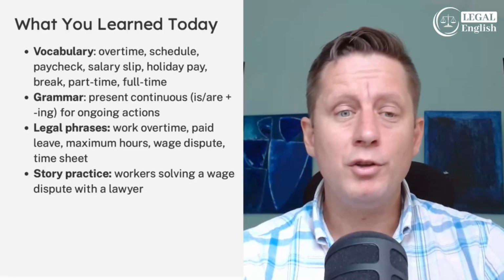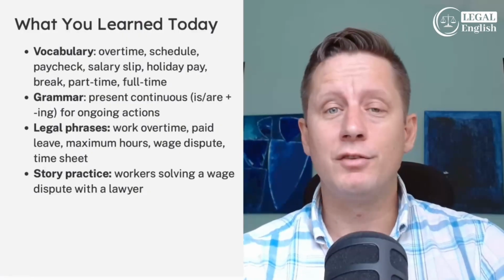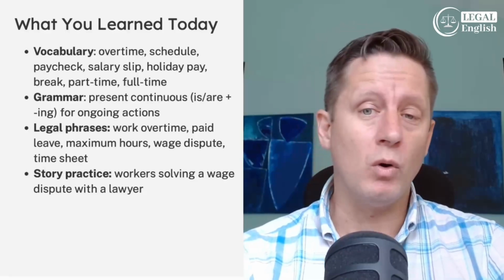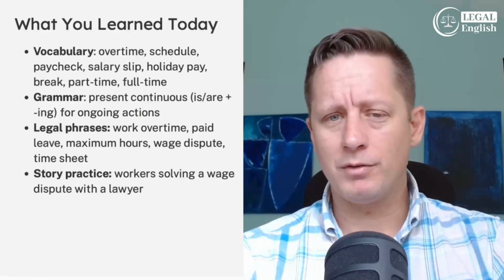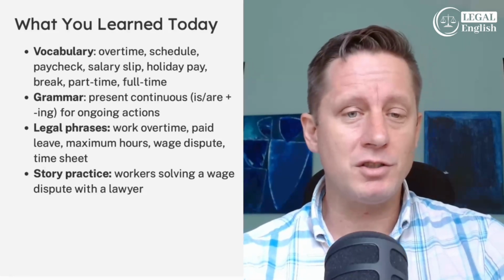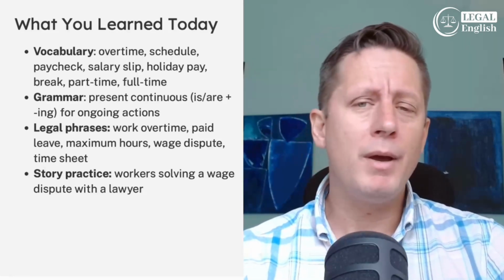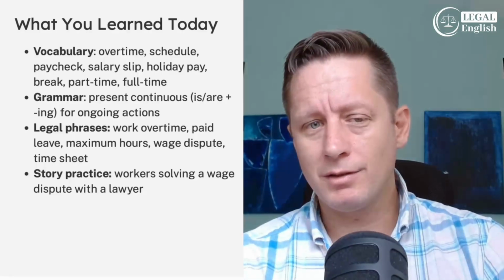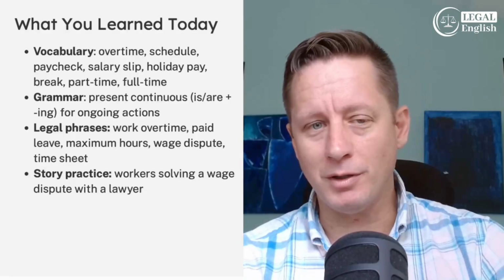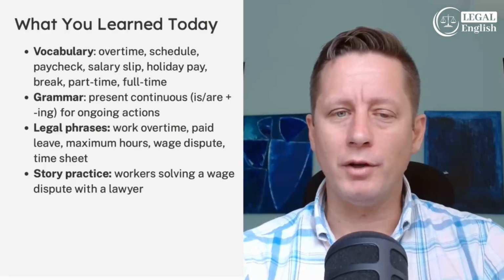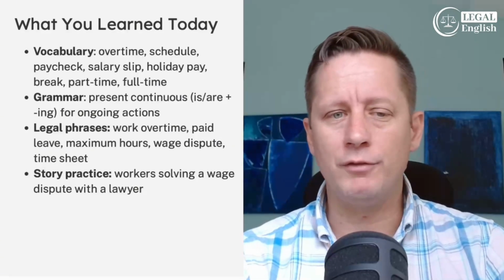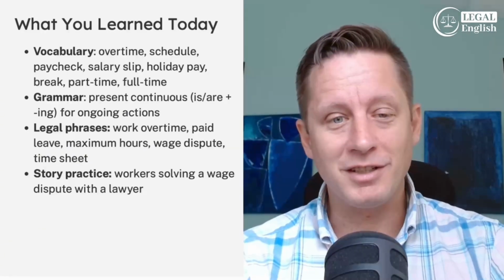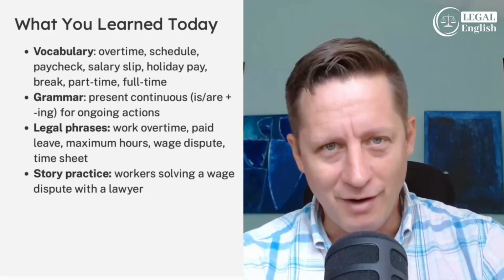Regarding grammar, you use the present continuous to describe what is happening now, like she is working overtime or we are negotiating hours. You practice legal phrases such as work overtime, paid leave, maximum hours, wage dispute, and timesheet. And finally, we finished with a story about workers who went to a lawyer, showed their timesheets, and solved a wage dispute. Now, you can talk about wages and hours in English, clearly, politely, and with confidence.